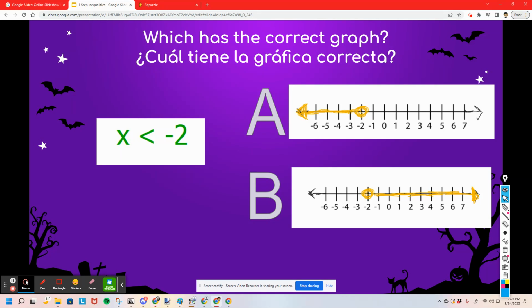I want you guys to try this one. We're looking at x is less than -2. Which one do you think is graphed correctly?